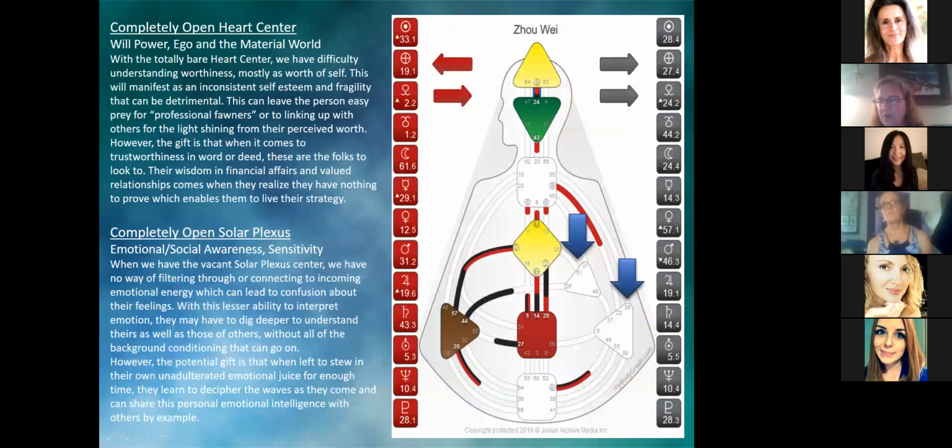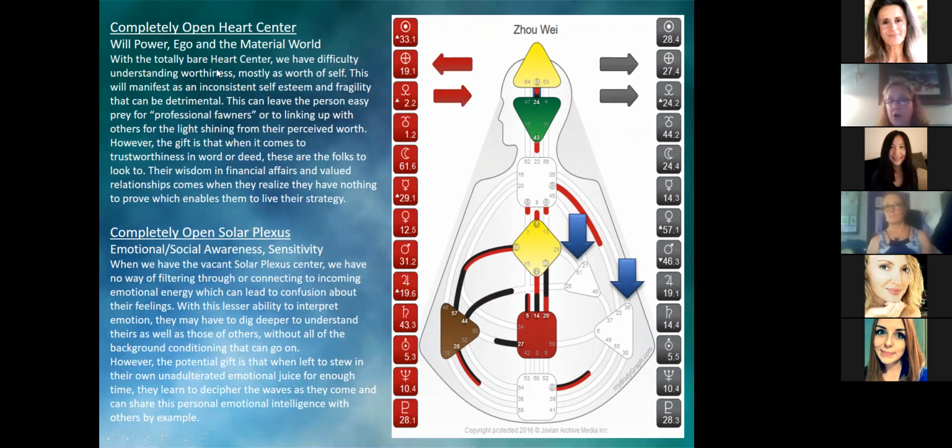So I wanted to go into those completely open centers. In Wei's chart in particular, we've got the heart center, which rules the willpower, the ego, and the material world. And we have the solar plexus as well, both totally open. And totally open, there are no gates whatsoever touched in these. So when we see that, it has even a different effect further than it just being open like the throat.